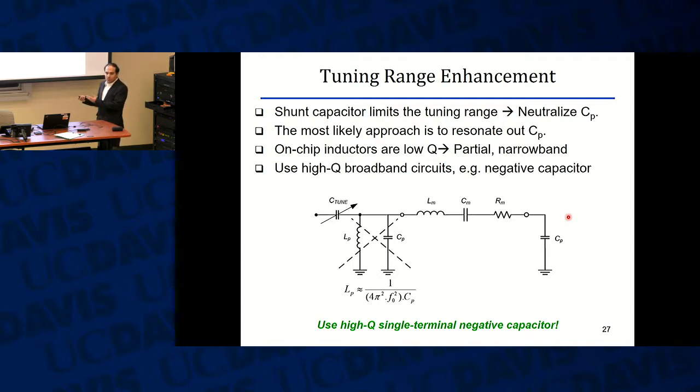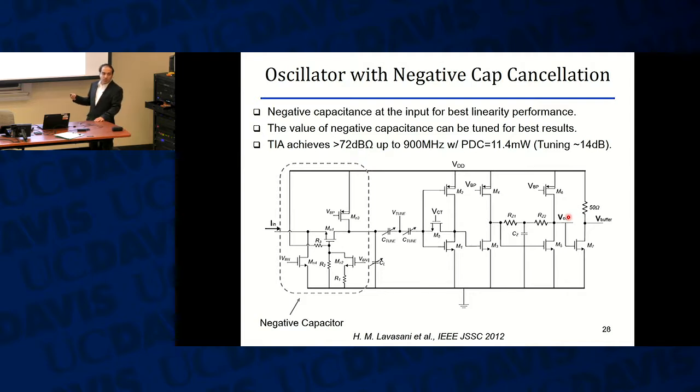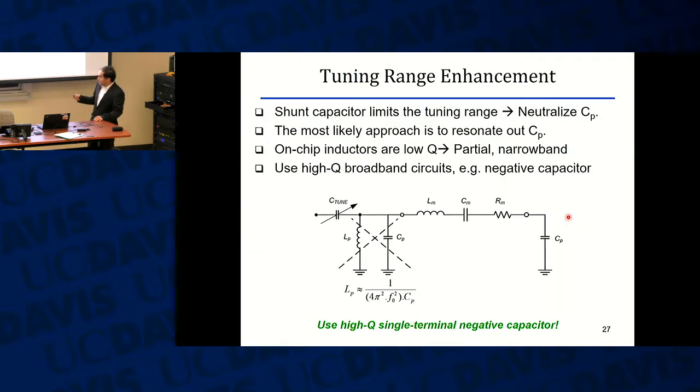There are multiple ways to neutralize this capacitance. You can have an inductor to resonate this out. This inductor can be a passive inductor, it could be an active inductor. There are multiple ways to do it. Or you can have a negative capacitor added here and then try to partially neutralize this capacitance. Or if you have a very high Q design, you can get rid of all of it. We chose the second approach, a negative capacitor. Why? Because a negative capacitor is a more broadband approach. For an active inductor design, you're only going to resonate this out over a very short frequency range.